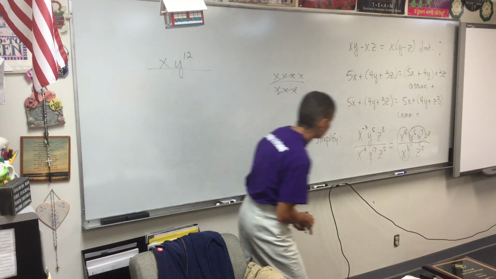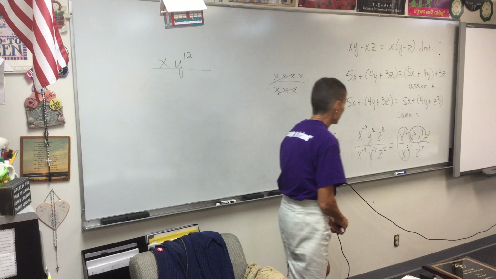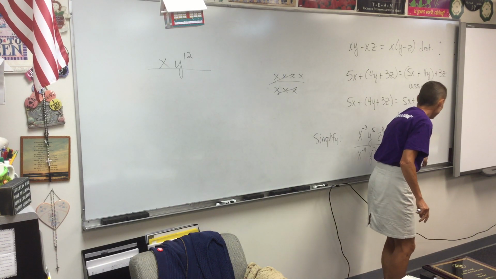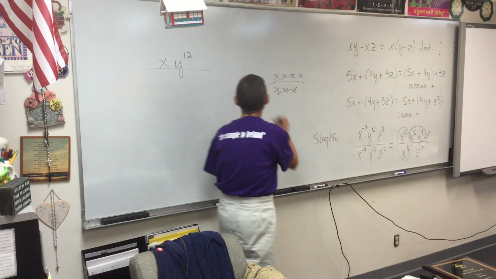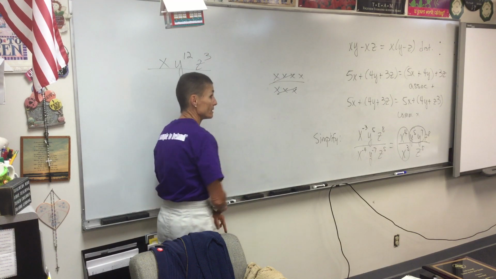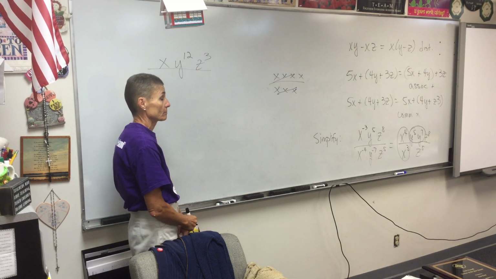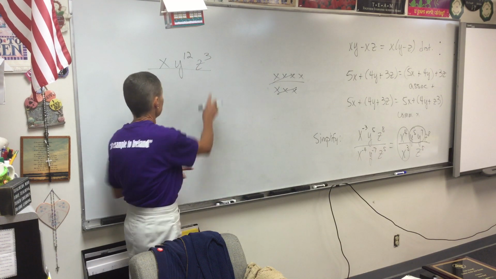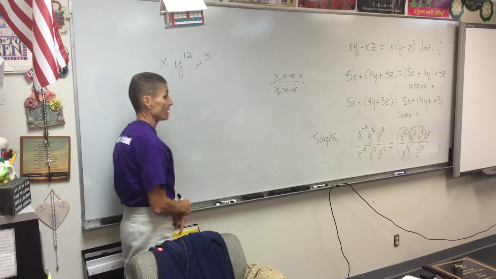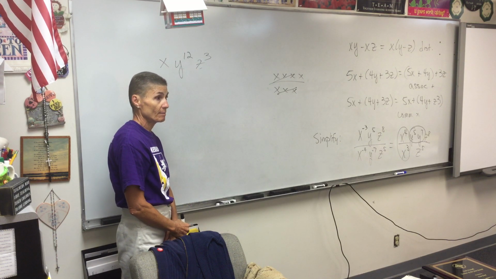And what about your z's? You've got eight of them on the top and five of them on the bottom. So we have z to the third. And there's nothing on the bottom. I really don't need that line on there because everything got out of the denominator.